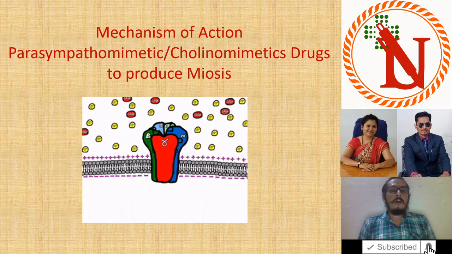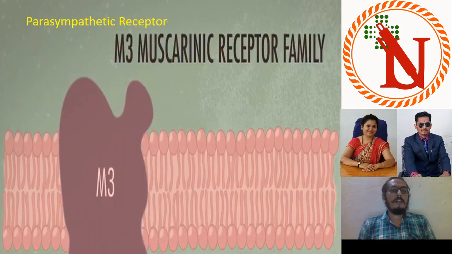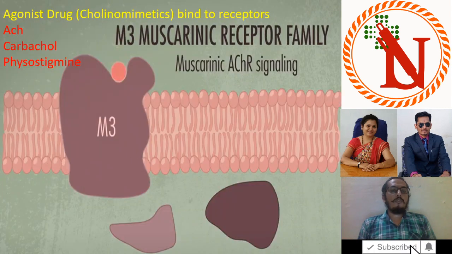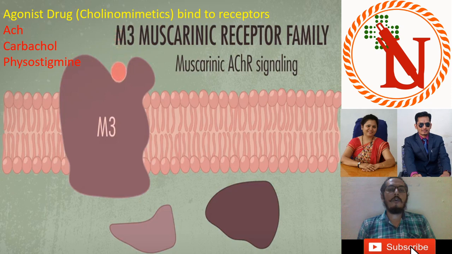Now, how can the drug act on the eye? That means the mechanism of action of parasympathomimetic or cholinomimetic drugs to produce miosis. Here the parasympathetic drugs act on the M3 receptor. Example drugs are acetylcholine, carbachol and physostigmine, which act on the M3 muscarinic receptors.